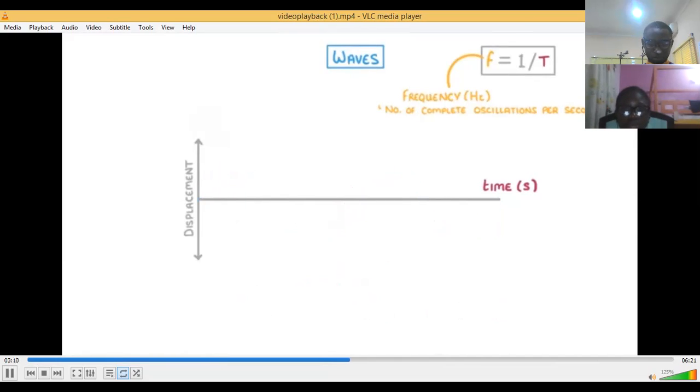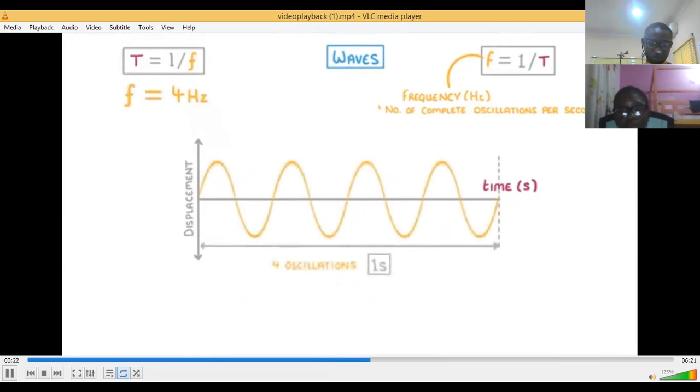We can also use the equation the other way around. So time period equals 1 over frequency. So if we were told that the frequency of a wave was 4 hertz, which means 4 oscillations per second, then to find the time period, we'd just do 1 divided by 4, which tells us that each oscillation must be 0.25 seconds.